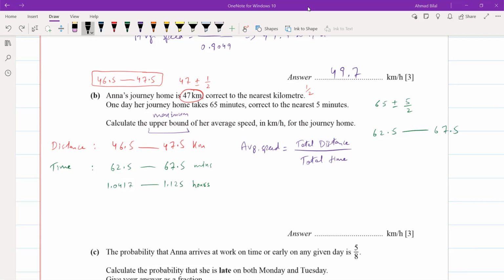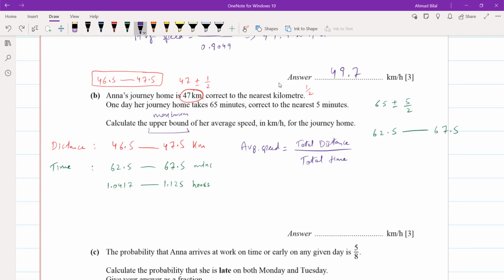सर हम ये कर सकते हैं कि डिस्टेंस का हम अपर बाउंड ले लें और टाइम का लोअर बाउंड ले लें, तो हमारे पास मैक्सिमम स्पीड आ जाएगी. Yes sir. Why would we do that? ताकि हमारे पास अपर बाउंड आ जाए एवरेज स्पीड का, मतलब मैक्सिमम वैल्यू आ जाए. अगर टाइम कम लगेगा ज्यादा डिस्टेंस कवर करने में तो उसको स्पीड कहेंगे.